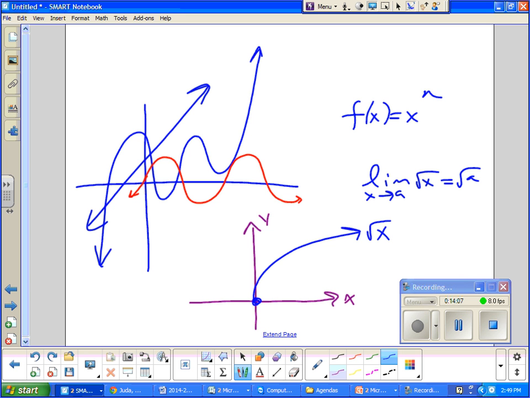You probably think I'm beating this to death. Right, it doesn't go negative, but a is defined. It has to be inside its domain. You can't take the limit as x approaches negative 4 for a root function. That's not in its domain.